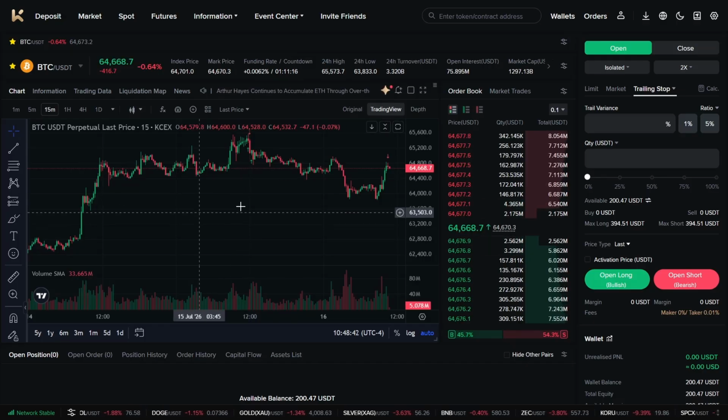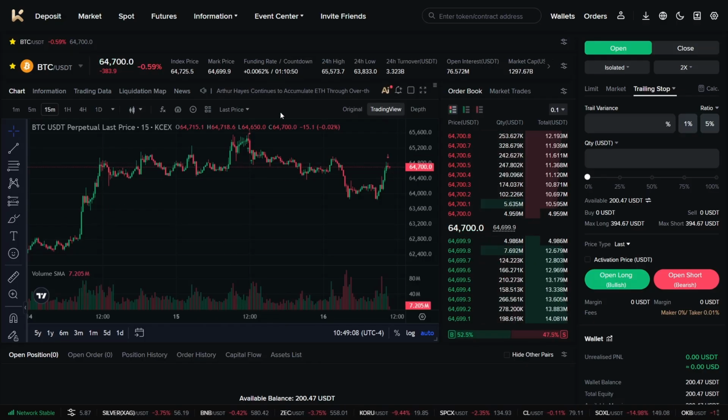In the middle of the screen here, we have the trading view chart. The chart shows the price history of your token.